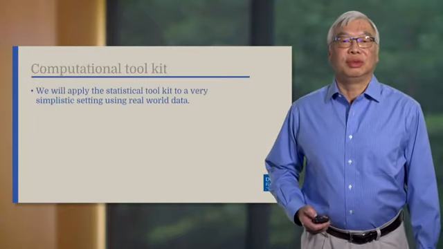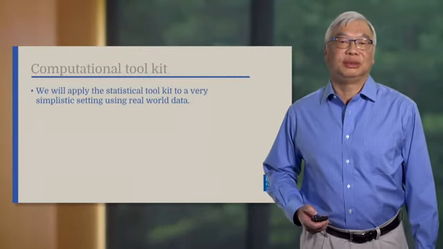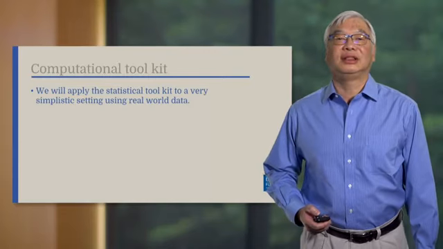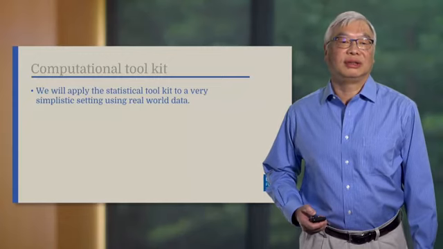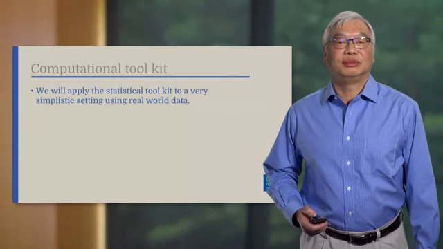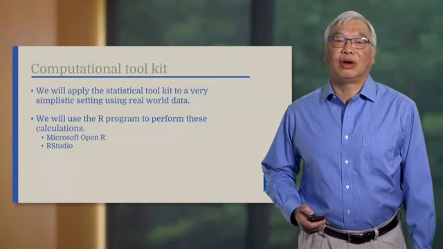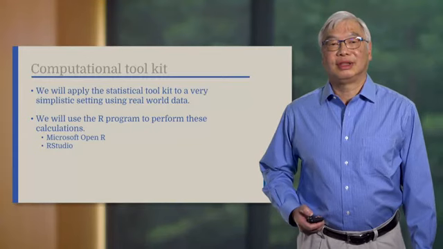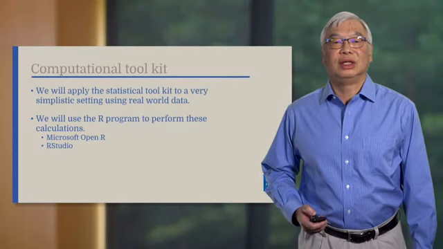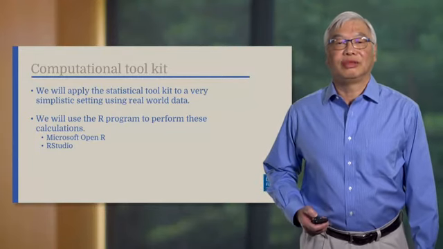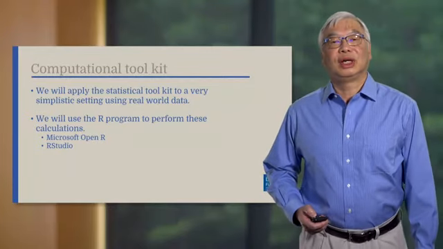In this course, we will apply our statistical toolkit to a very simplistic setting using real-world data. This will help us understand the key ideas in value at risk and expected loss calculations, which are applicable to much more complicated settings. We will need the statistical program called R to perform these calculations. We recommend using Microsoft's Open R version along with the free edition of RStudio. Now please go to exercise 1, which will show you how to set up R.